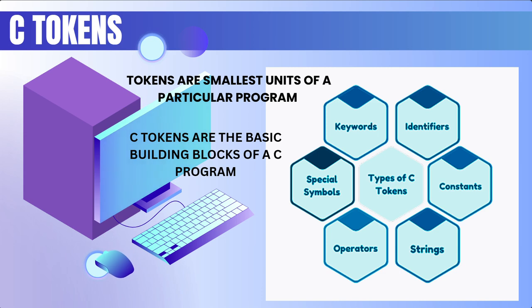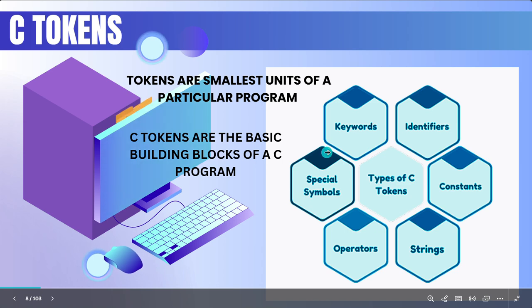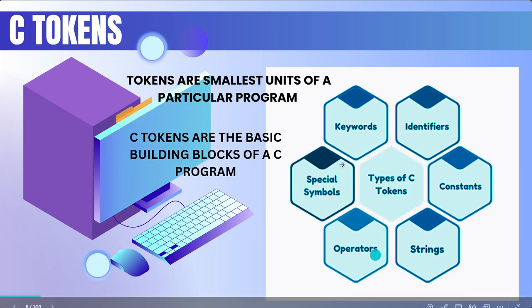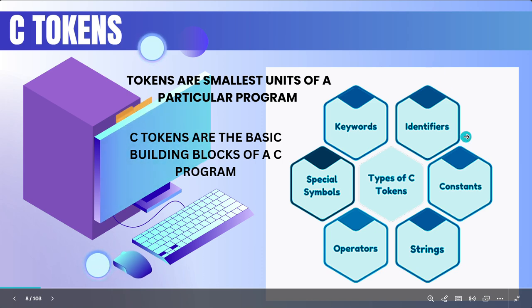It is actually similar across all programming languages, so if you learn it, it will help you understand better. C tokens are the smallest units of a particular program. The tokens are the basic building blocks of a program. Without the help of these, we cannot write a program. They include keywords, identifiers, constants, strings, operators, and special symbols. We will be learning each of them in detail. So let's move on.